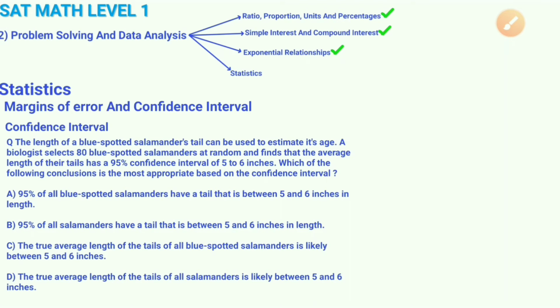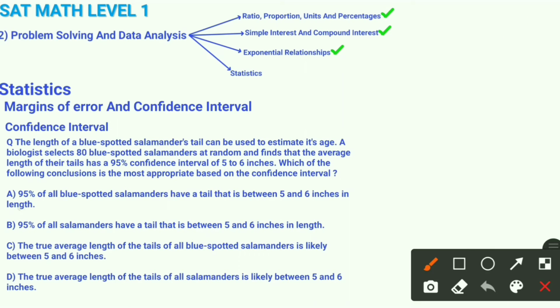So we have the following options. Which of them is correct? Starting with A: 95% of all blue spotted salamanders have a tail that is between 5 and 6 inches in length. I don't think so, or maybe, yeah, it could be right.